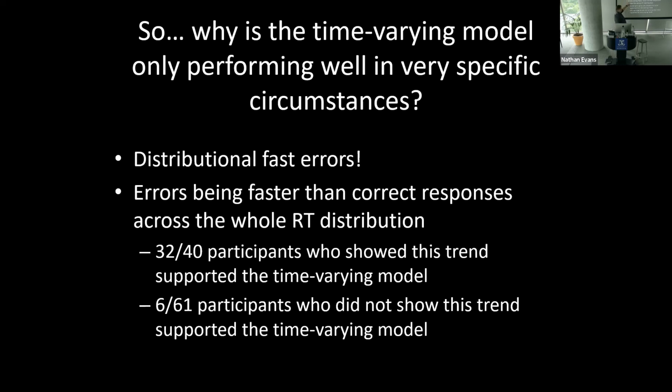This idea of distributional fast errors is not just the idea that error response times are faster than correct response times, but not just at the start of the distribution, across the whole distribution, right? So if you take the 0.1 quantile of the distribution, errors will be faster than corrects, but also if you take the 0.9 quantile, errors will be faster than corrects. And this seems to be a pretty good predictor of what we're seeing, right? When we look at this, participants who showed this trend, 32 of 40 who showed the trend favor the time-varying diffusion model, and only 6 of 61 who didn't show the trend. Yep.